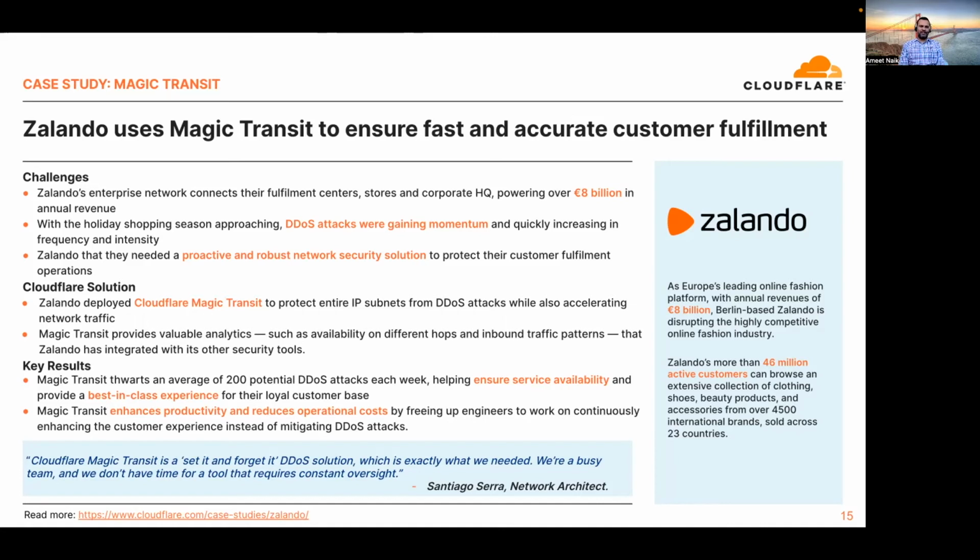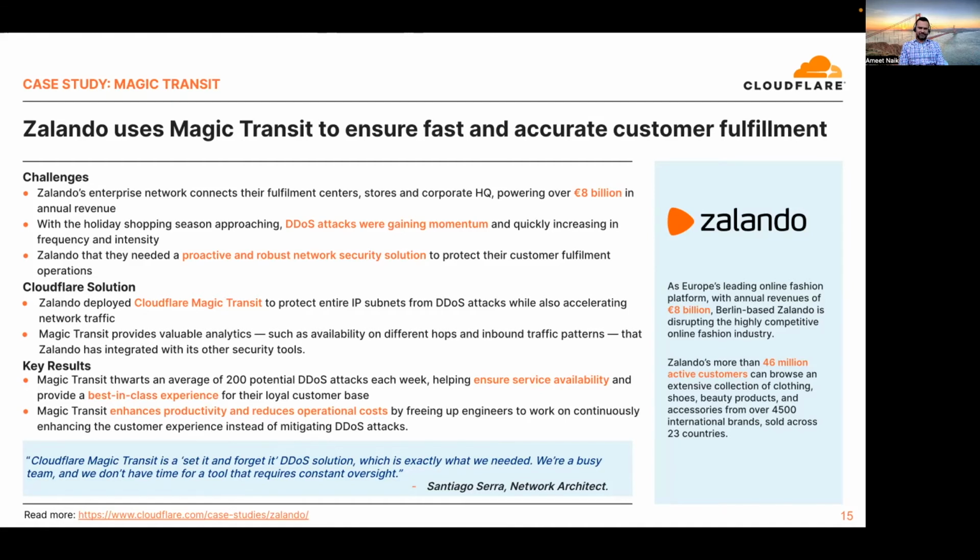And Zalando deployed Cloudflare Magic Transit to protect entire IP subnets from DDoS attacks. And they actually saw some improvement in network traffic performance as well. In addition to the DDoS protection, they got a lot of value from the analytics that they were seeing. They were able to see availability numbers for different hops, different inbound traffic patterns, and they're able to integrate all of that into their existing security tools.